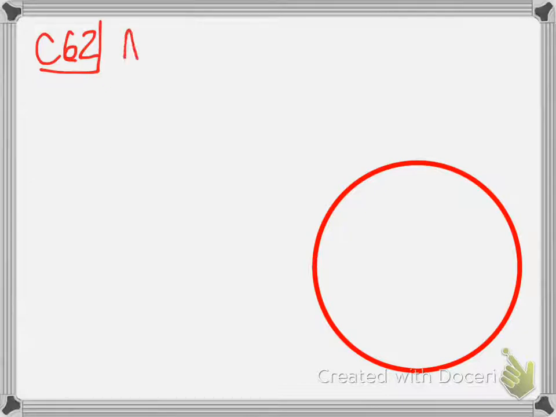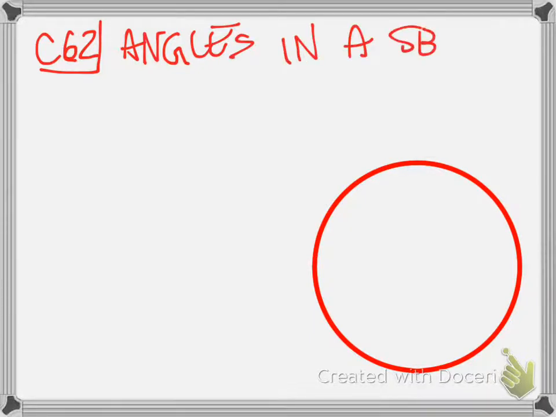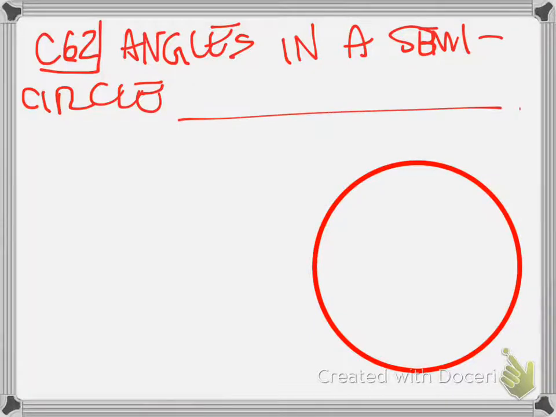Angles in a semicircle. Blank. So let's draw some. So if that is a diameter and I have a semicircle, and I draw an inscribed angle in that semicircle, that's kind of what they're getting at with the language they used.